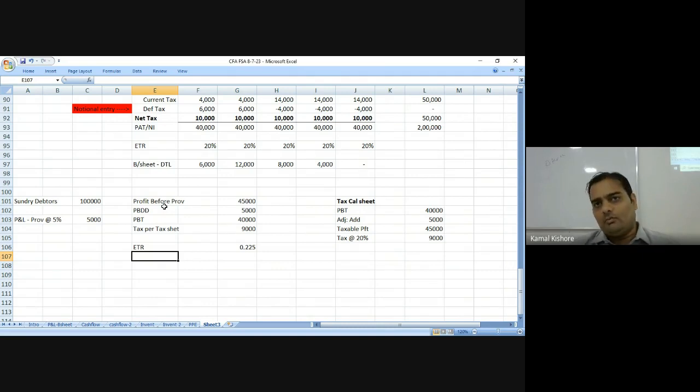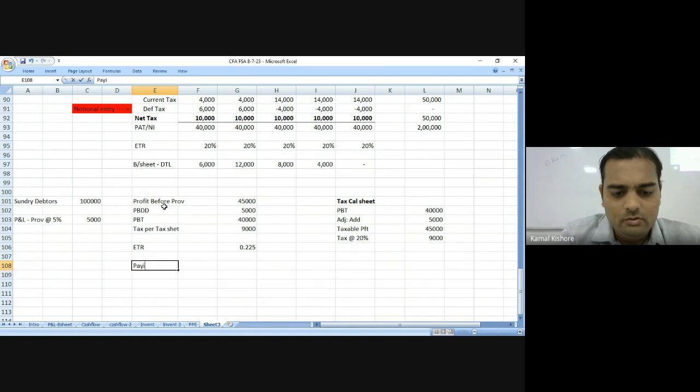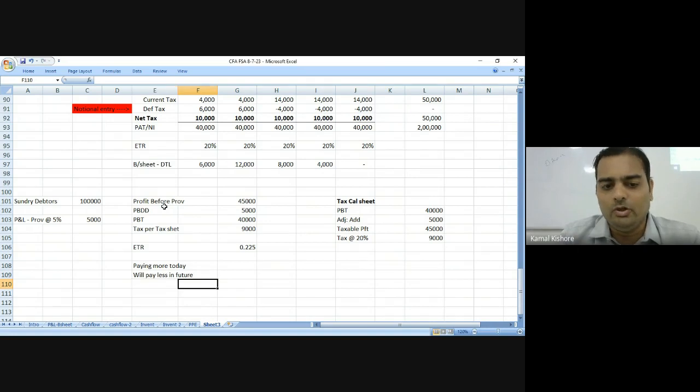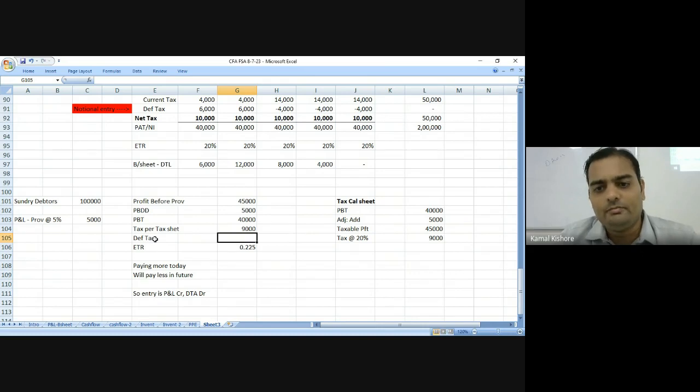So what will happen? You are paying more today, will pay less in future. Because the entry is P&L credit, DTA debit. So what will happen? Tax as per tax sheet, deferred tax. How much will be the amount? 1,000.